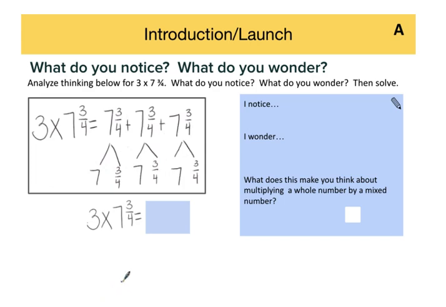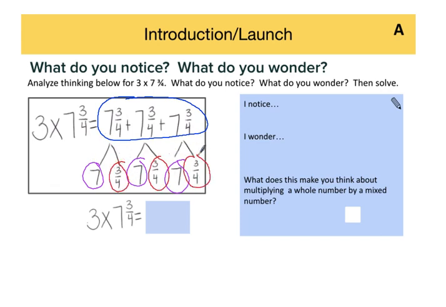So, what did you notice? Did you notice that there are 3 groups of 7 and 3/4? Did you notice that they use repeated addition? Did you wonder if they added the 3 times 7 and then the 3 times 3/4? What did you get? Let's try solving by finding the product of the 3 times 7.